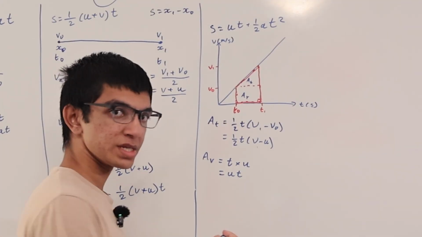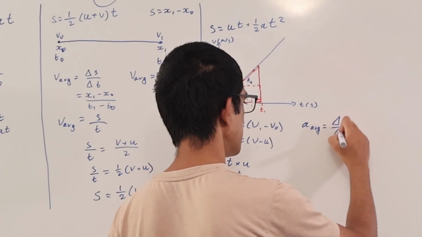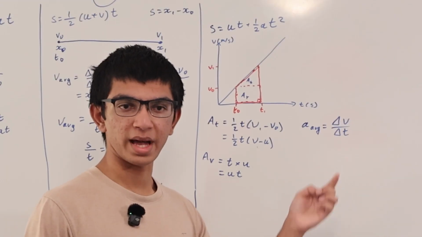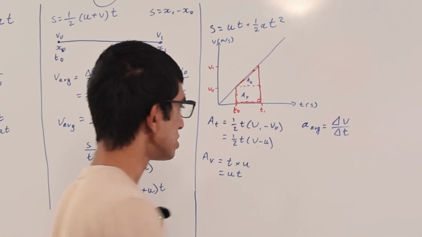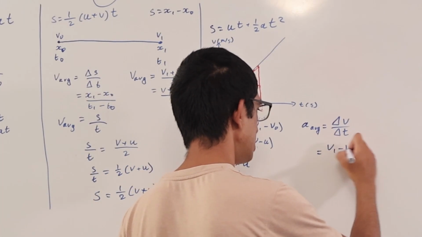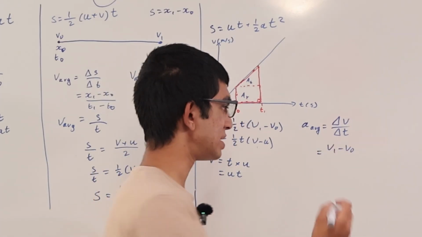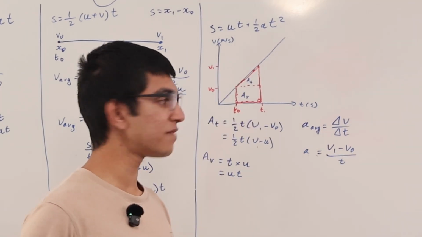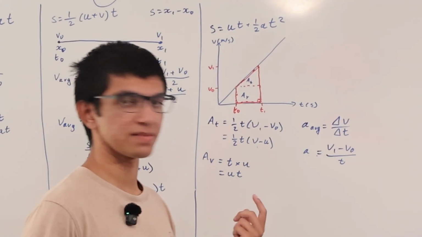We know that the average acceleration is given by change in velocity over change in time. I can write my change in velocity as my final velocity minus my initial velocity. So this is v1 minus v0. And delta t, or change in time, is t1 minus t0. And I'll just write that as t. And the average acceleration is equal to the constant acceleration, so we can just write that as a.